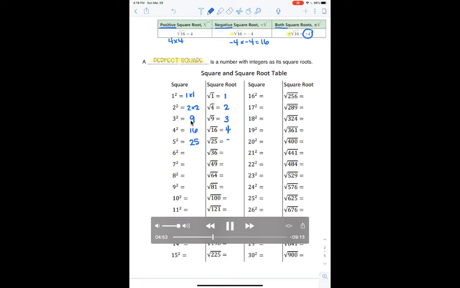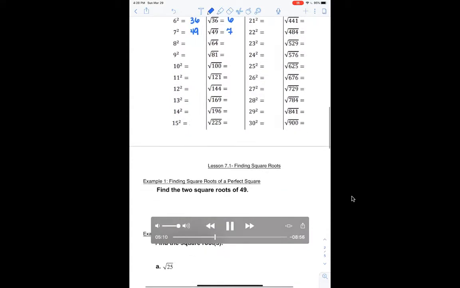3 cuadrado, 9. Entonces, el raíz cuadrado de 9 es 3. 4 cuadrado es 16. Entonces, el raíz cuadrado de 16 es 4. 7 cuadrado, okay, es 49. Entonces, el raíz cuadrado de 49 es 7. And that continues all the way down, okay, to infinity. Okay, estos son solamente los primeros 30 that you can then find.